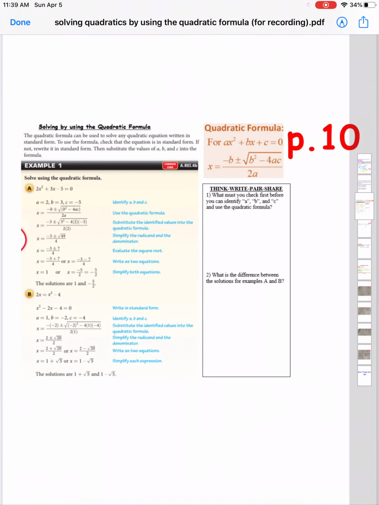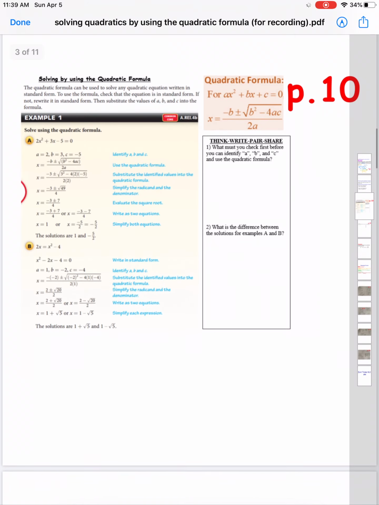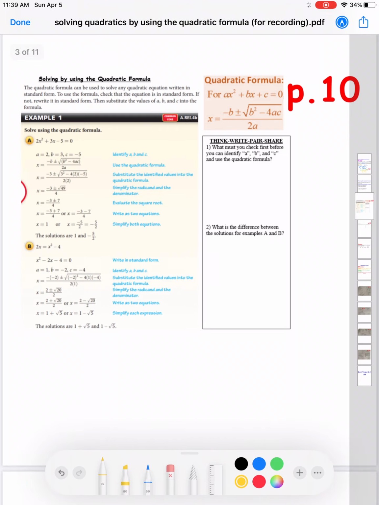So let's get back into our packet on page 10. It says solving by using the quadratic formula. The quadratic formula can be used to solve any quadratic equation written in standard form. So just to pause right there, this method is unique in that you can solve any quadratic equation. So this method will always work.